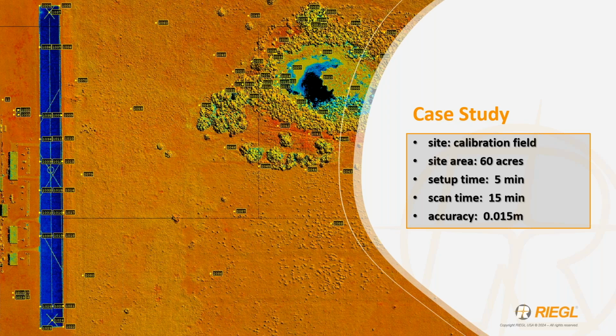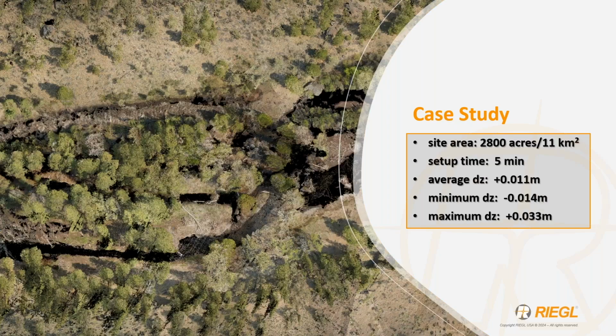And in this 60-acre field, setting up our UAV only takes about 5 minutes to get everything squared away. This entire site takes 15 minutes to scan. You can fly, of course, faster and scan it in even less time. But even then, with the LiDAR system, we've aligned everything together, and this was captured with the Minivux, for example, and the accuracy is tied down to 1.5 centimeters.